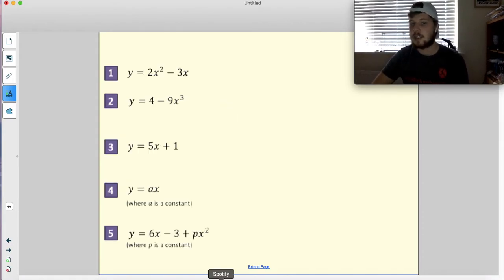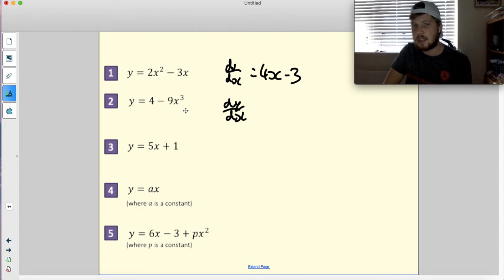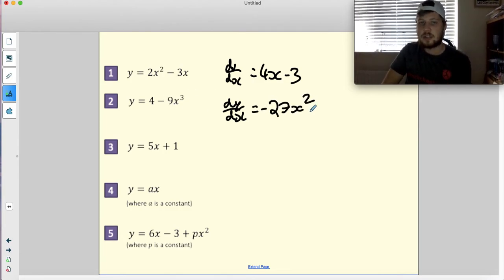So again, I'd like you to pause it and have a go at these questions. I've stipulated where the other variables are actually just constants. So have a go. And so for the first one, dy by dx, we should get 4x subtract 3. For the next one, dy by dx, well, this 4 is a constant, so it reduces to 0. It has no bearing on the actual graph, so it's going to be equal to negative 27x squared.